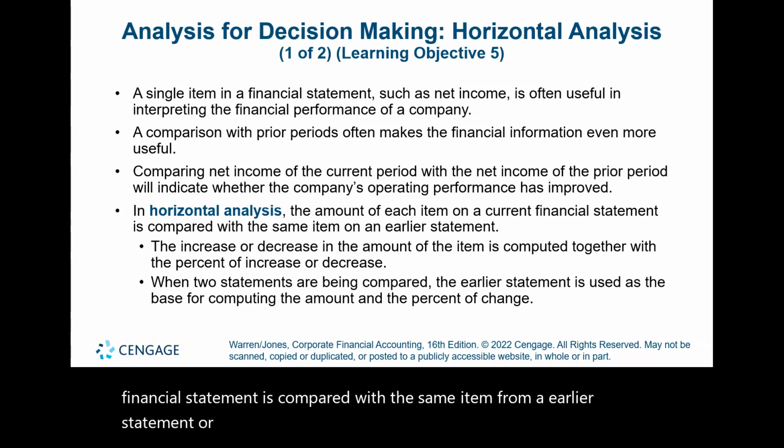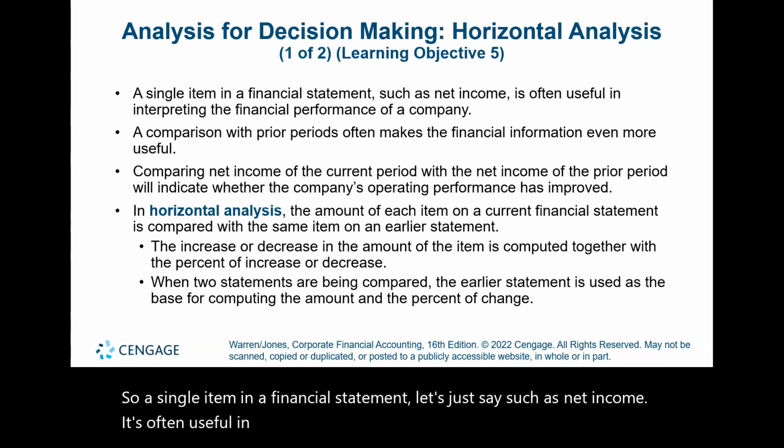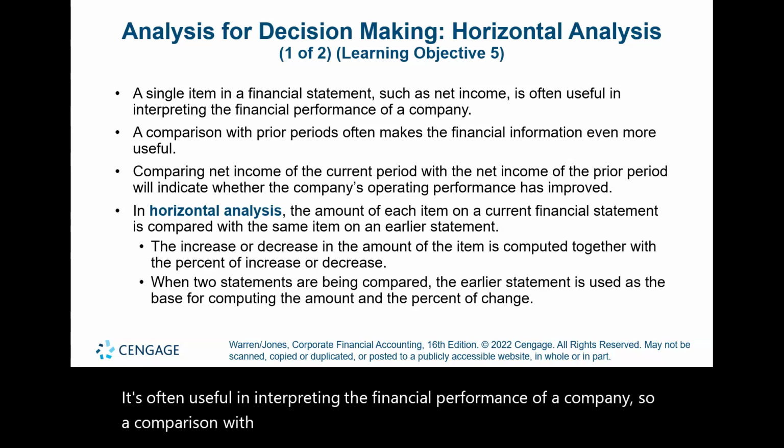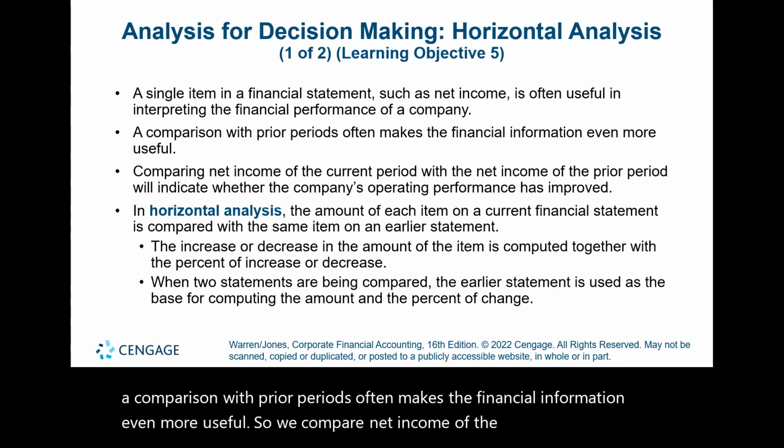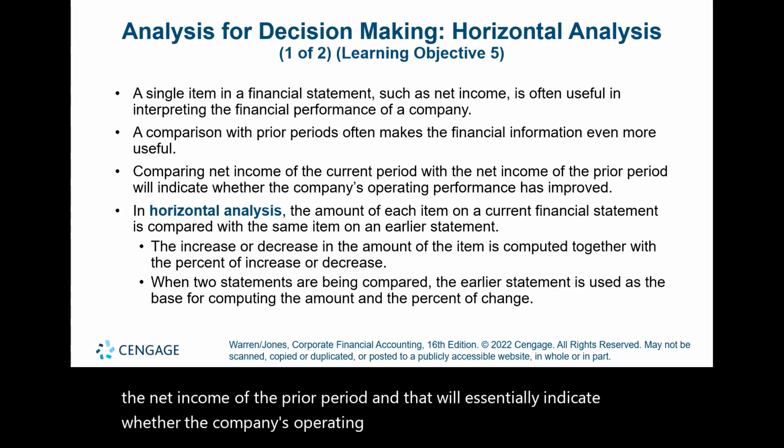A single item in a financial statement, let's just say such as net income, is often useful in interpreting the financial performance of a company. A comparison with prior periods often makes the financial information even more useful. So we compare net income of the current period with the net income of the prior period, and that will essentially indicate whether the company's operating performance has improved or maybe it has declined.